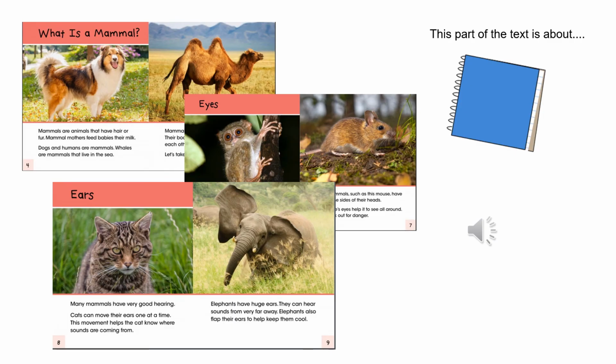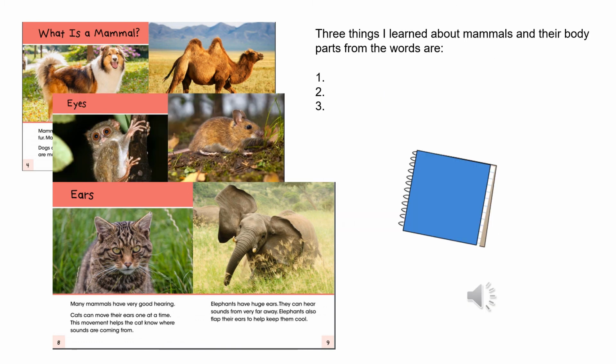Okay, time to get out your notebook. Your first sentence will say, this part of the text is about. It's your job to finish the sentence and tell what the main topic is. Next in your notebook, you will write 3 things that you learned about mammals and their body parts from the words. The sentence is at the top of the slide so you can write it down.